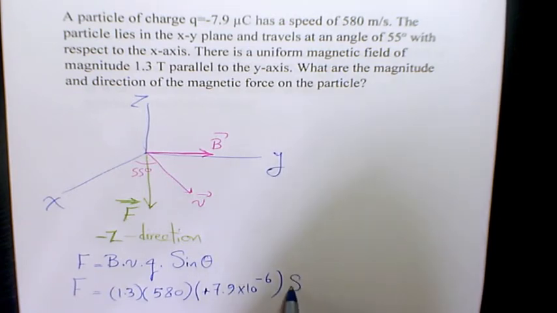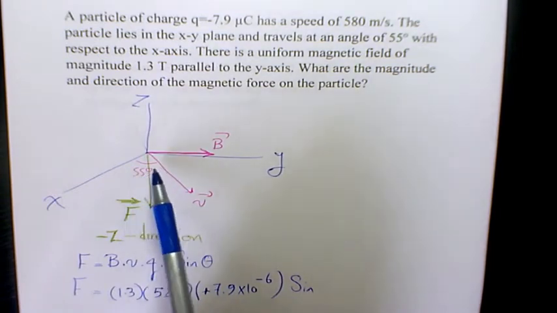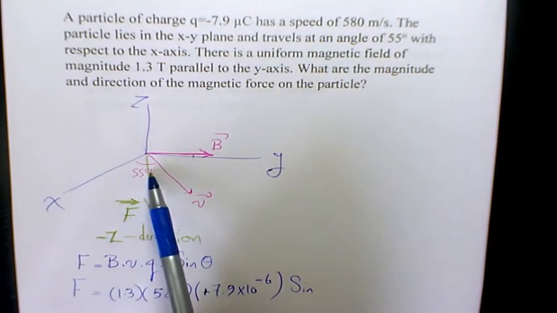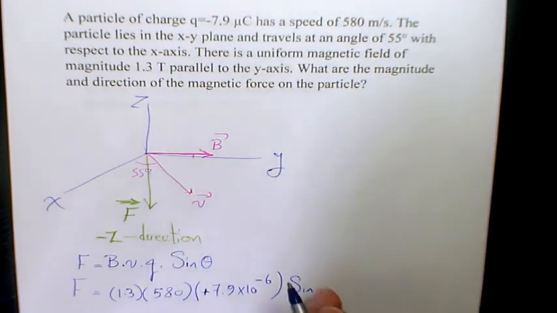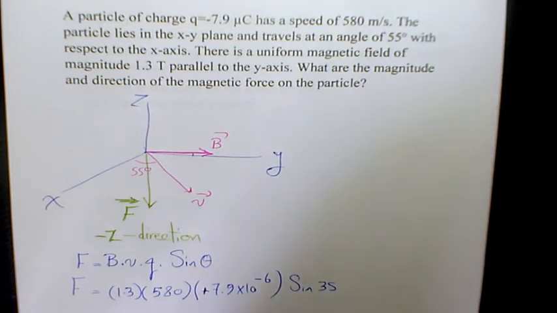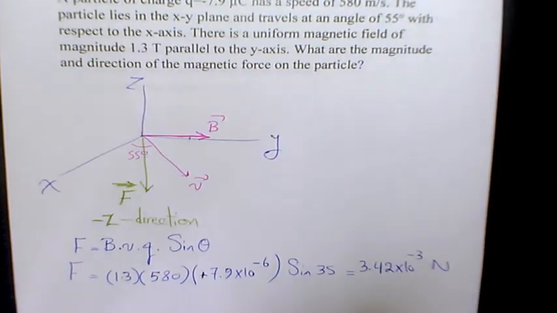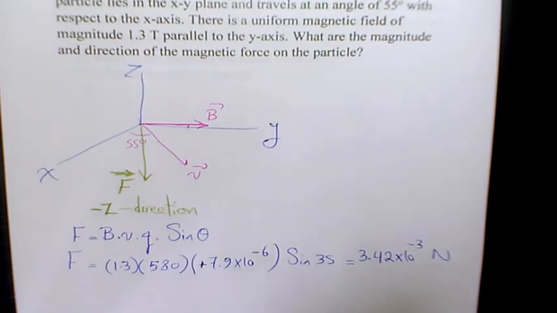And then we have sine theta. Theta is the angle between V and B, which in this case is going to be 90 minus 55, which will be 35. So it's going to be sine 35. So 1.3 times 580 times 7.9 times 10 to the power of negative 6 times sine 35. That is going to give me 3.42 times 10 to the power of negative 3 Newton. So that's going to be the magnitude of the magnetic force on this particle.